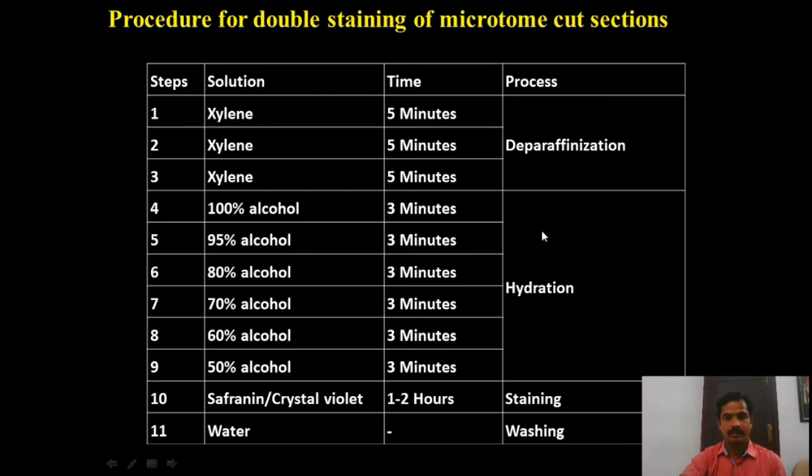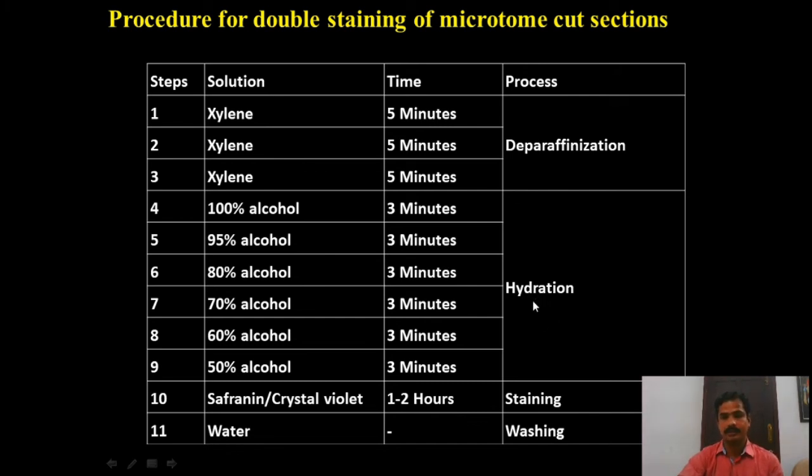So there are different stages. First one is deparaffinization, that is the removal of wax from the specimen, from the wax of the embedded block infiltrated inside the tissues and cells. For that, xylene is used, 100% xylene. Each change is of 5 minutes duration, 3 changes in xylene, and these 3 stages will remove the paraffin from the specimens.